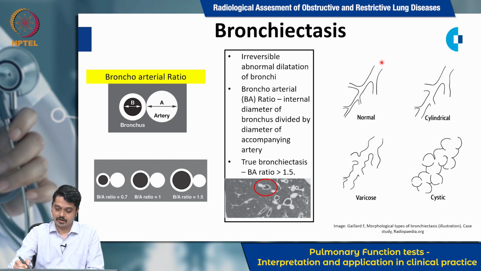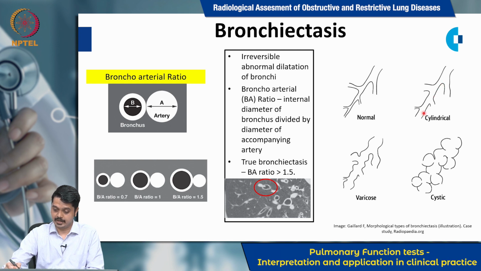And also from the hilum, as they go towards the periphery of the lung, the bronchi taper gradually. If this tapering is absent, that is one of the features of bronchiectasis. In this lung, you see the diameter of the bronchus at this level and the diameter of the bronchus at this level are more or less same.